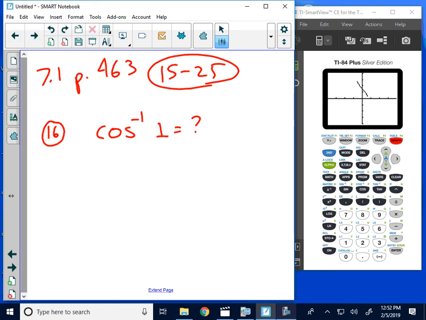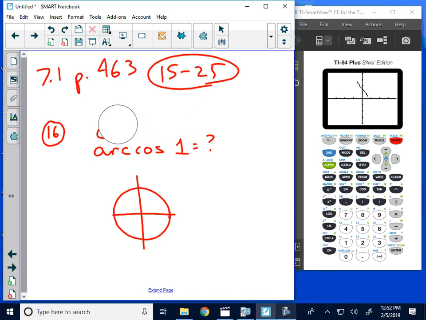Consider a unit circle. Okay, so we have our unit circle. And now instead of reading this as cosine inverse, read it as arc cosine. So let's see, arc cosine of 1. Okay, so that's the one we're trying to figure out. Now, how does that get translated in your head? This is what you're trying to find.